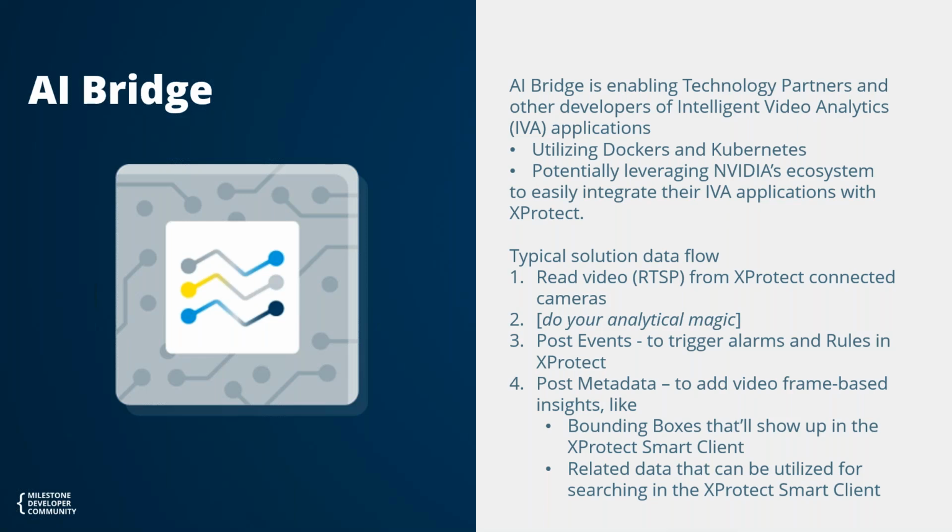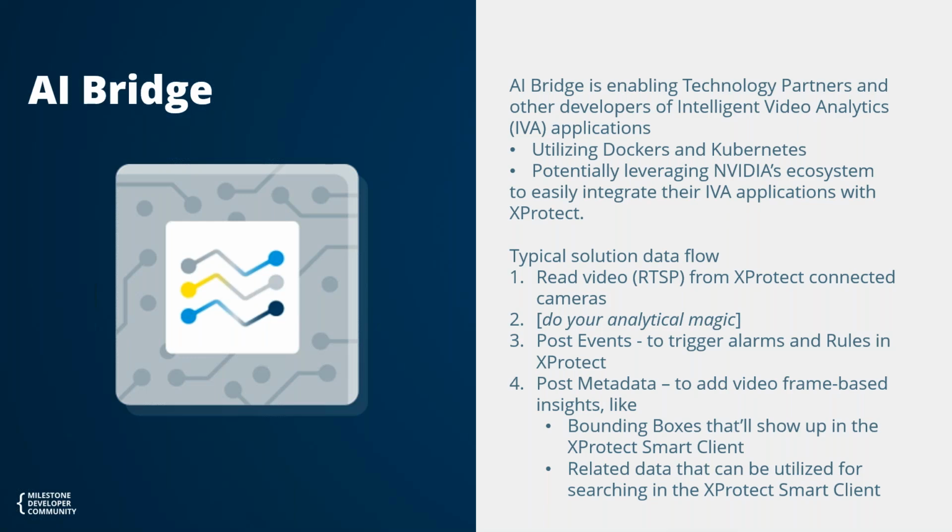So a typical flow of how such an integration could work is that your application, your IVA, is reading video from XProtect, typically using the RTSP protocol. And no matter the protocol used by the cameras connected to the VMS, there can be all kinds of protocols in use out there, you get an RTSP stream out of the AI Bridge, ready for your analytics.